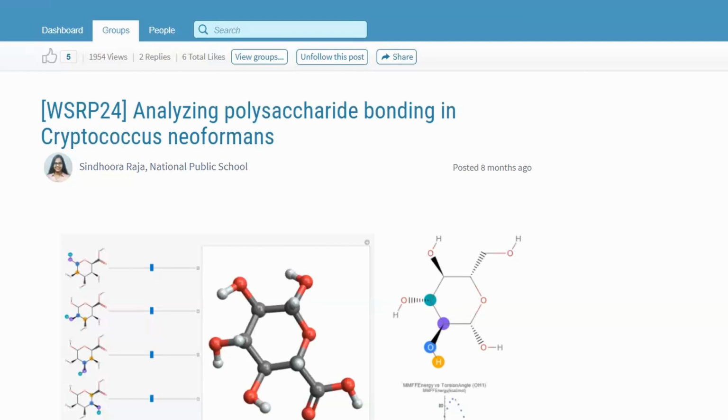So, we're looking at the monosaccharides that make up the polysaccharide capsule that include glucuronic acid, mannose, and xylose. Using computational modeling and potential energy surface exploration, the preferred conformers of these molecules are determined, and we look at their stability and how they form the complex capsule structure that enables Cryptococcus neoformans to evade host defenses.